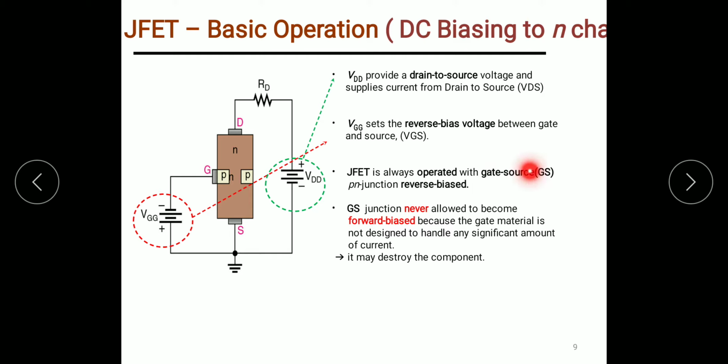JFET is always operated with the gate source PN junction reverse biased. So gate to source junction is always reverse biased. Gate is given negative supply and source is given positive. So it is reverse bias condition. GS junction is never allowed to become forward bias because the gate material is not designed to handle any significant amount of current. So it will always be in reverse bias condition.